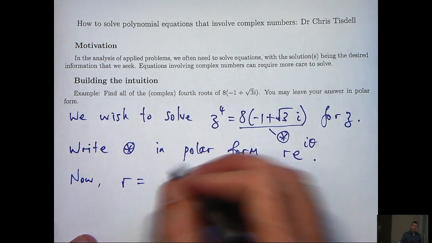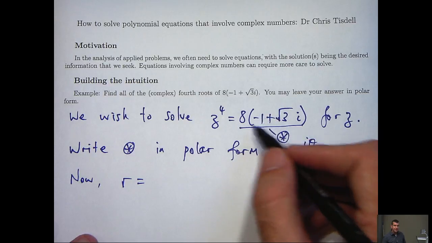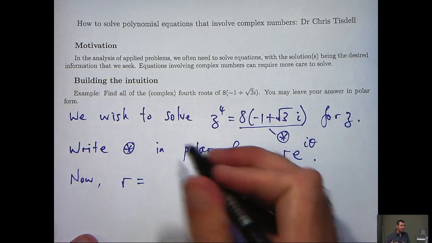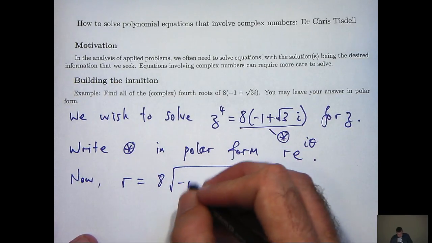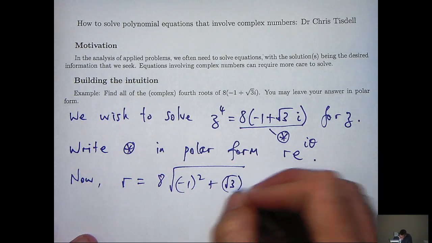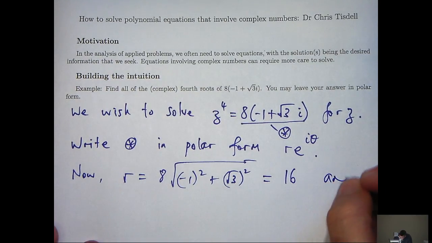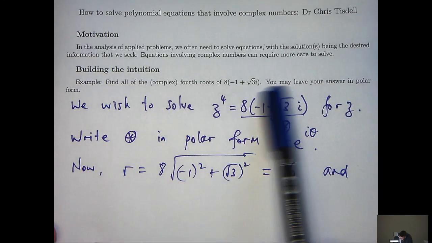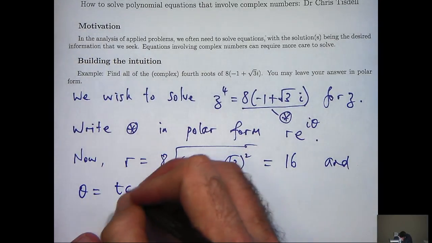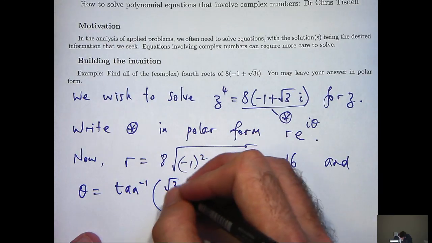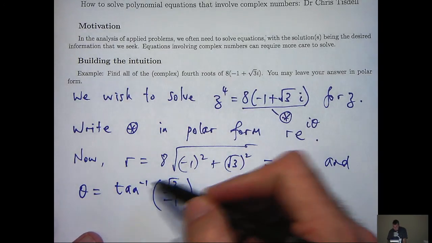Now the 8 here doesn't change anything. Usually to find the r, you square the coefficient, I guess each component here, and add them together and take the square root. Now you can expand these, but I'm just going to leave the 8 out there for simplicity. Okay, so simplify here and we'll get 16. Next thing we would like to calculate is the theta associated with this right-hand side, this complex number here. Well, theta is just tan inverse root 3 on minus 1. Okay, so again the 8 isn't going to change anything here.